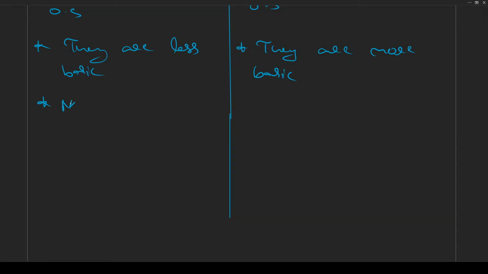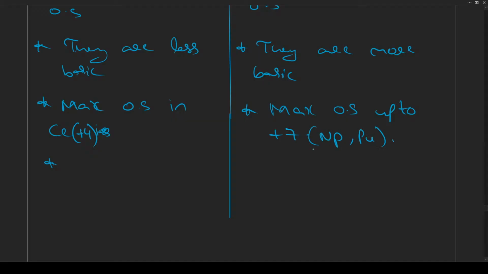Maximum oxidation state in cerium, max oxidation state up to +7 in neptunium and plutonium. 4f electrons greater shielding effect, 5f electron poorer shielding effect. Then lanthanide contraction is lesser, actinide contraction is more.